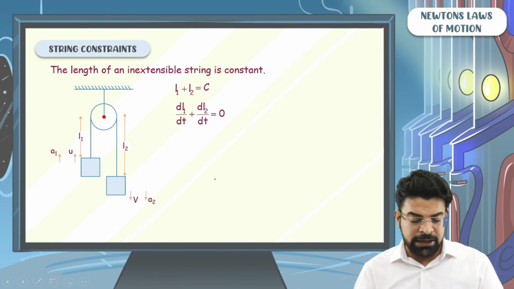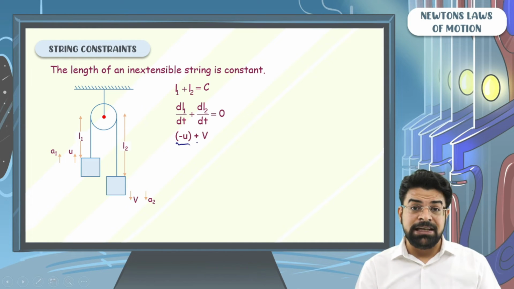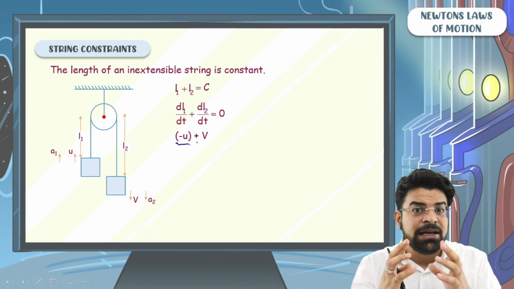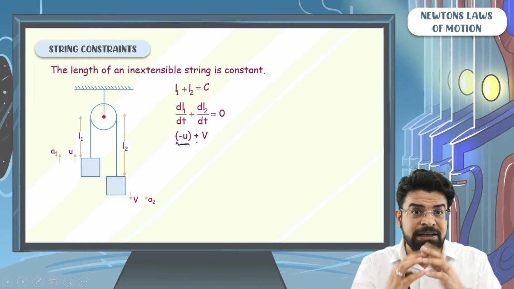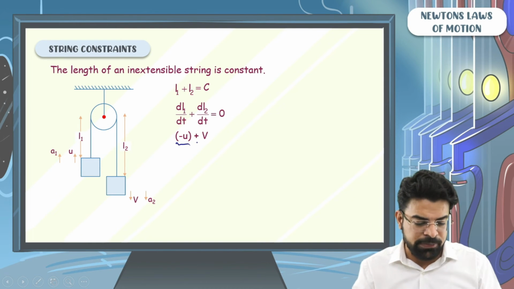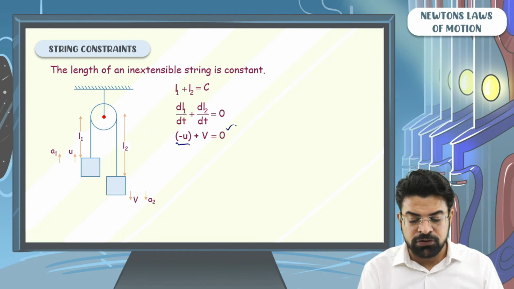So from here we get minus u, which is dL1 by dt, as the length 1 is decreasing. It is not at all increasing. That's why the decrease in length with time, minus u, and the length 2 is increasing. That's why plus v. So minus u plus v equals 0. So from here we get that u equals v.